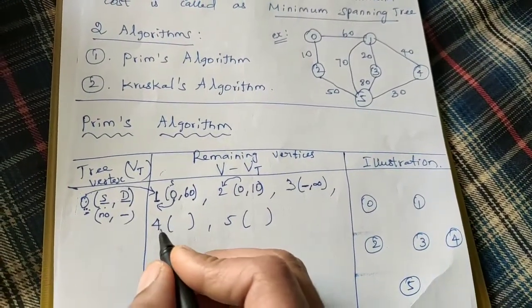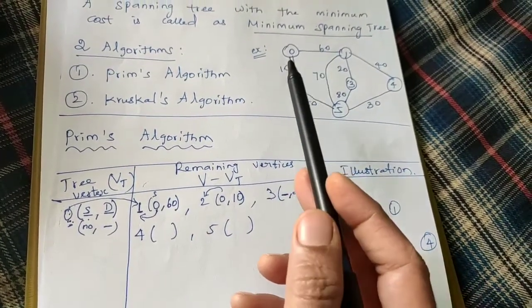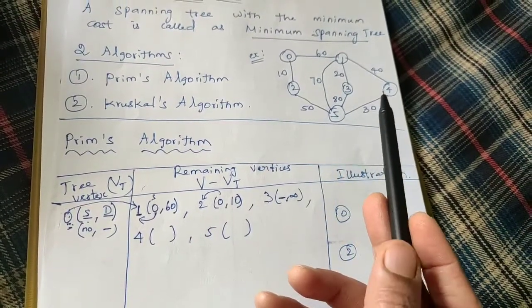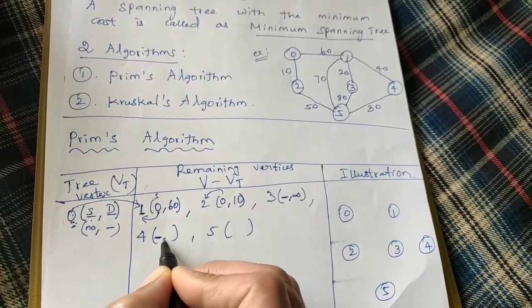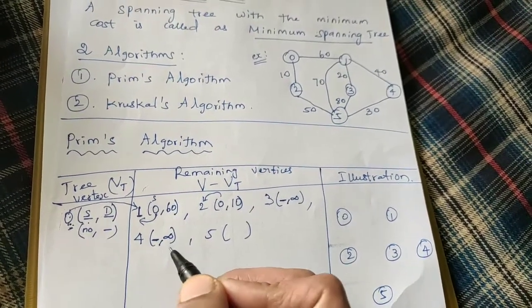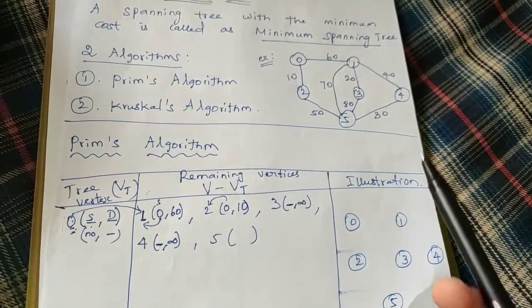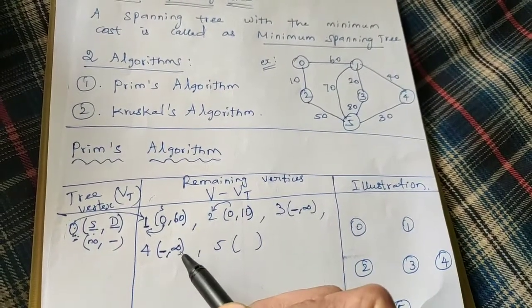Now I will process 0 to 4. 0 to 4, is it possible to visit directly? 0 to 4 I cannot visit directly. So from 0 I cannot visit 4, leave it empty, and the distance from 0 to 4 is infinity. Indirectly I can visit, but directly I cannot visit, so I have written it as infinity.